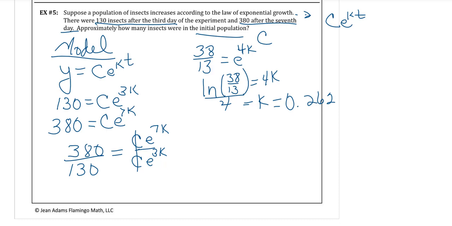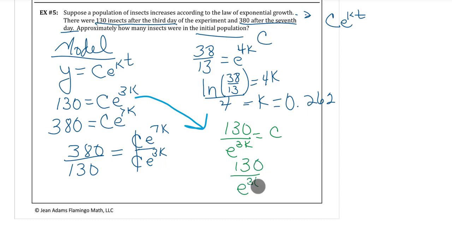0.262. And then what I can do is put that in either equation and solve for C. So I'm going to take the first one here, and I'm going to write that 130 divided by e to the 3k equals C. So I'll just substitute in for k. And you could have done it with the other relationship too. So this is 3 times 0.262. And when you do that, this will be C. C is going to equal, you get a decimal, but you want to round it. So you had 58 insects initially.